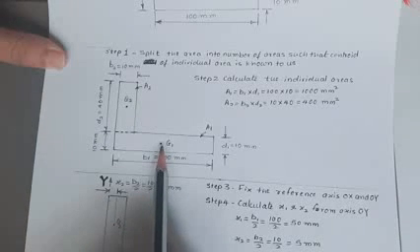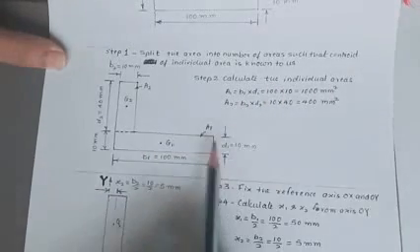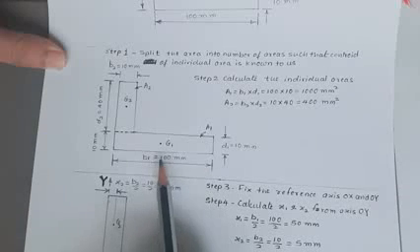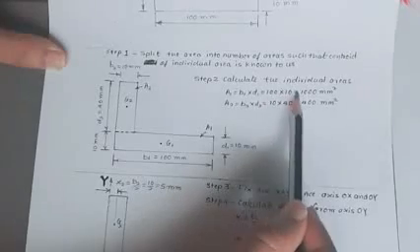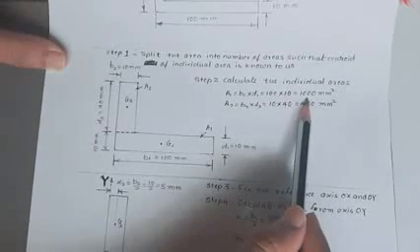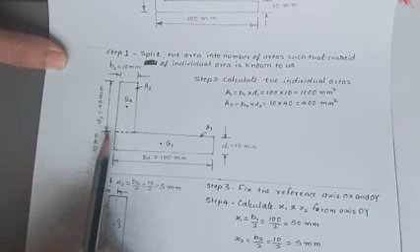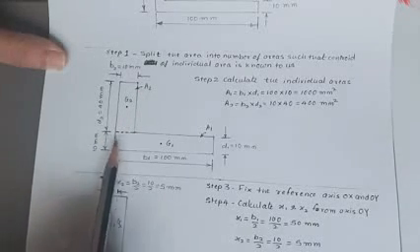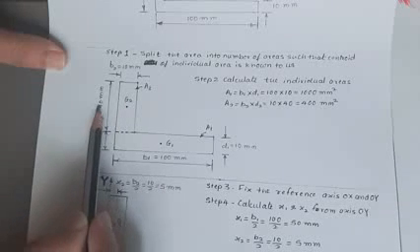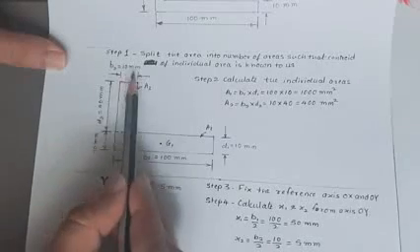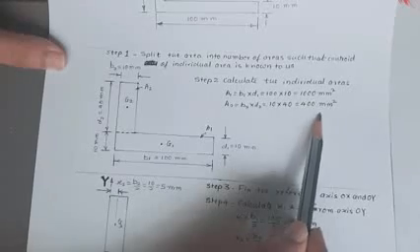Secondly, we calculate the individual areas. The area A1 will be B1 into D1. B1 is 100 and D1 is 10. So 100 into 10, that is area A1, and that is 1000 mm square. Then I calculate the area A2. The total distance is 50. When I deduct this thickness, because above this dotted line is the area A2, the dimension is 40. So D2 is 40 and B2 is 10. So B2 into D2, that is 10 into 40, 400 mm square, is area A2. This is the second step.